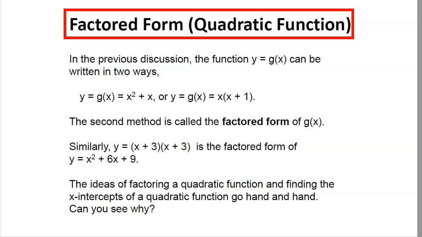In our previous discussion, the function y equals g of x can be written in two ways: g of x equals x squared plus x, or g of x equals x times quantity x plus 1. The second method is called the factored form of g of x. Similarly, y equals quantity x plus 3 times quantity x plus 3 is the factored form of x squared plus 6x plus 9. The idea of factoring a quadratic function and finding the x-intercepts of a quadratic function go hand in hand. Can you see why?